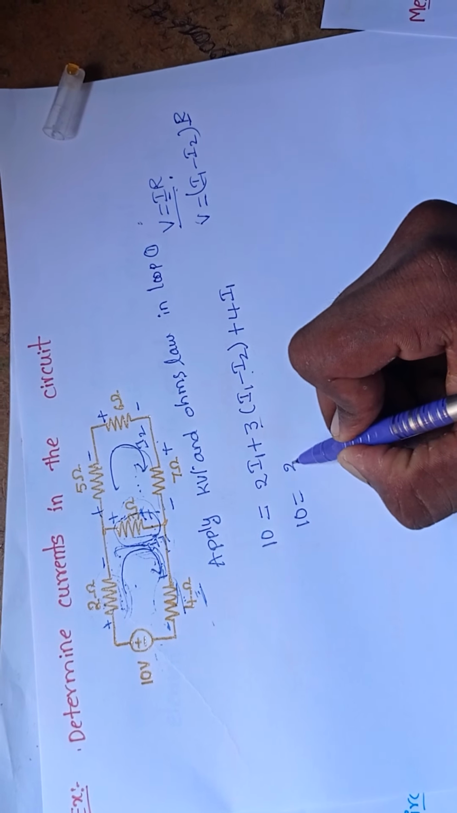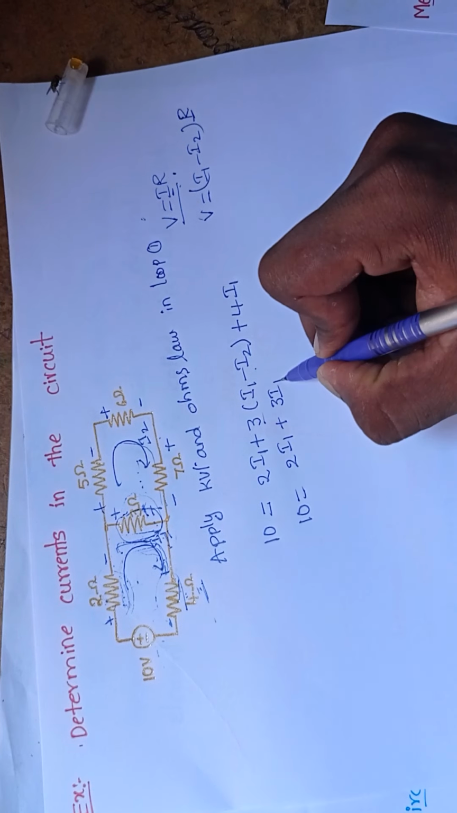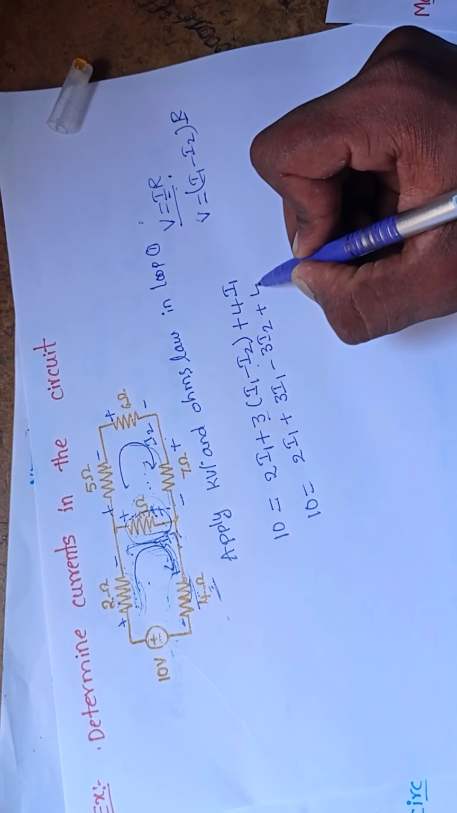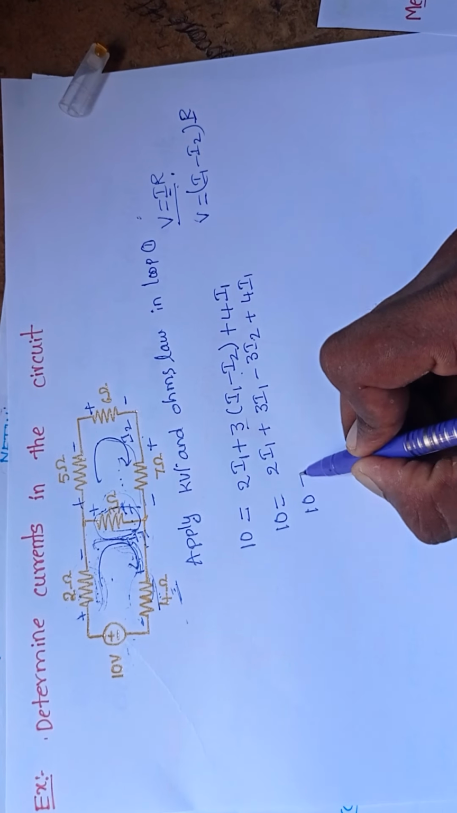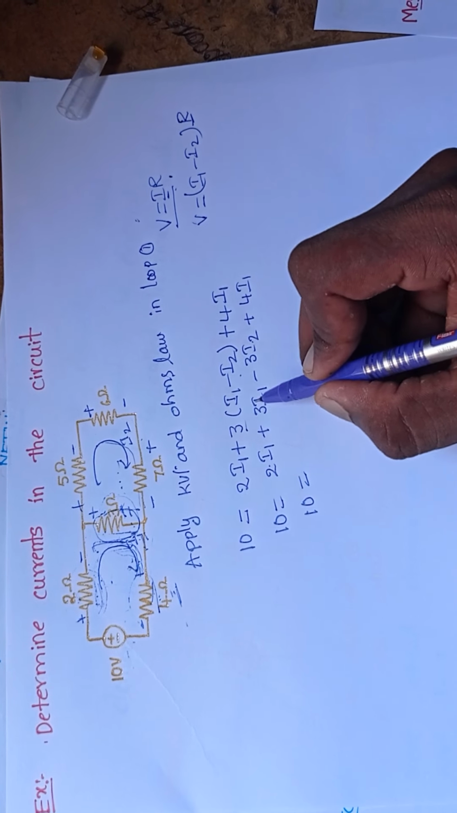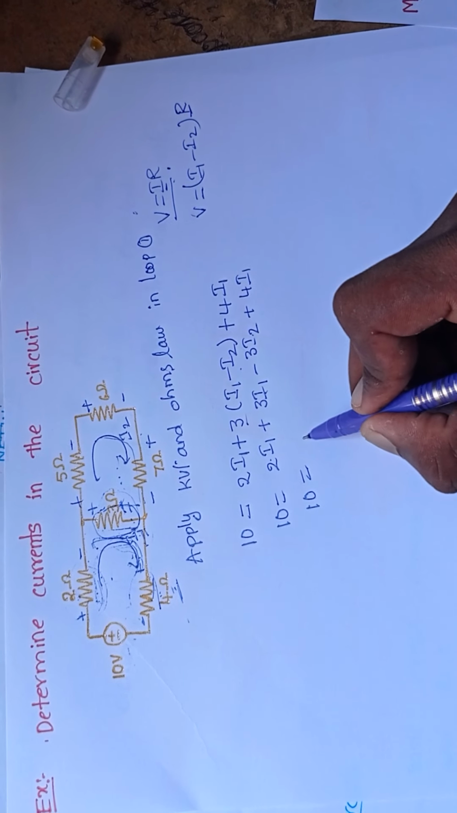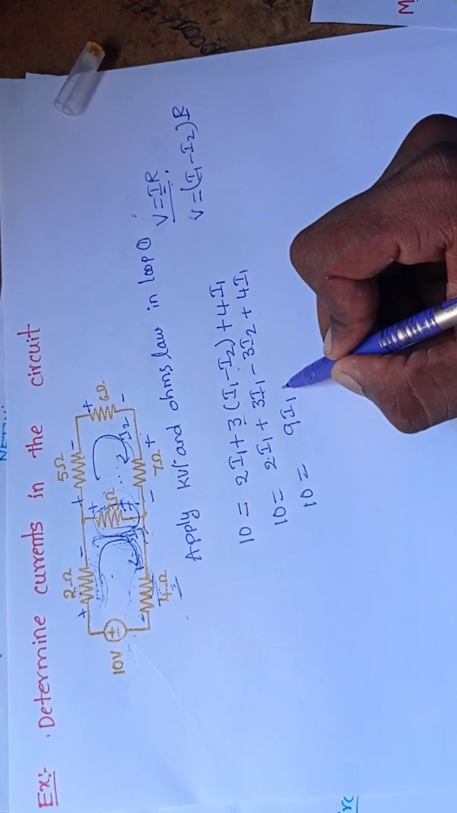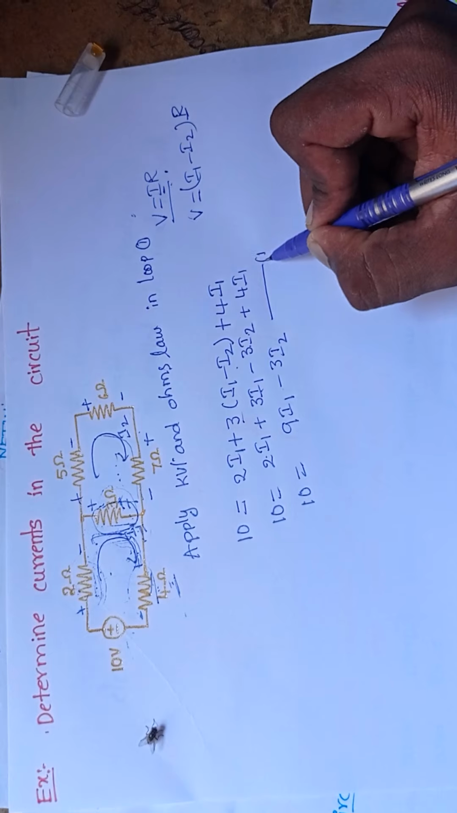10 is equal to 2I1 plus 3I1 minus 3I2 plus 4I1. Next, 10 equals 2I1 plus 3I1, which is 5I1, plus 4I1, which is 9I1. So 9I1 minus 3I2. Consider this as equation number 1.